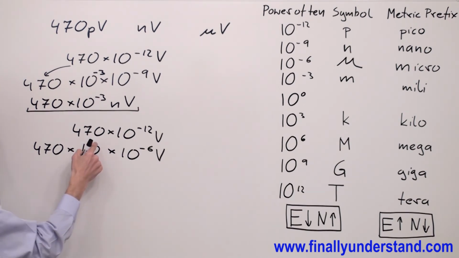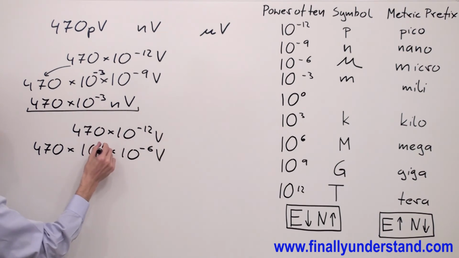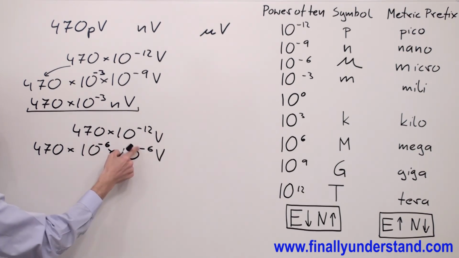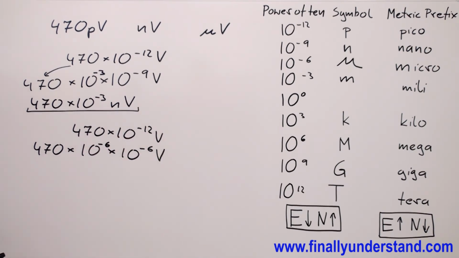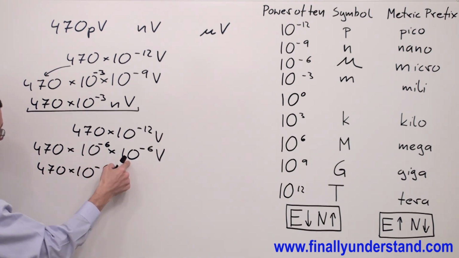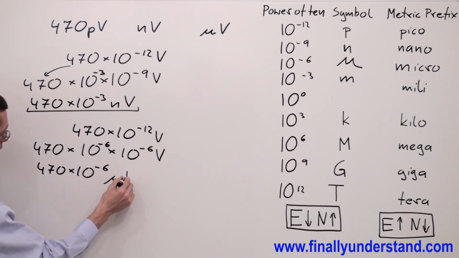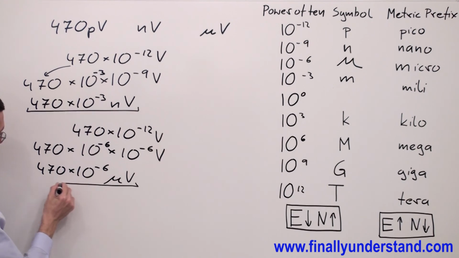The question is, what number added to negative 6 is going to give me negative 12? Negative 6. Negative 6 plus negative 6 gives me negative 12. So I have to rewrite this as 470 times 10 to negative 6, and this is my prefix, microvolts. And this is the solution to the problem.